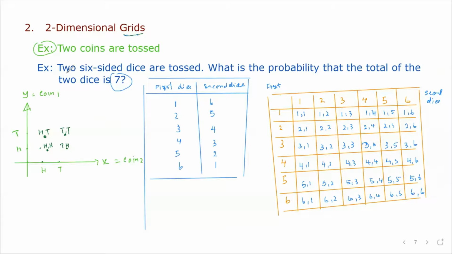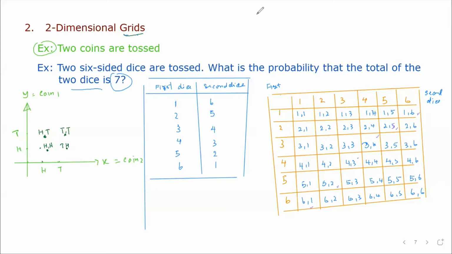So how are we going to get the answer for the second example? Two 6-sided dice are tossed. What is the probability that the total of the 2 dice is 7? That means sum it up, right? Sum it up and equal to 7. From this table, you can see the sums to 7. Which ones can we have? 6 plus 1. This one is okay, correct. 5 2, 7, 4 3, 7, 3 4, 7, and 2 5, 7 also, and 1 6, 7. This is exactly on the diagonal here.